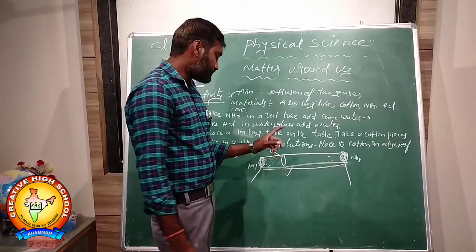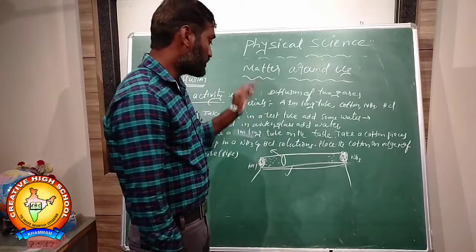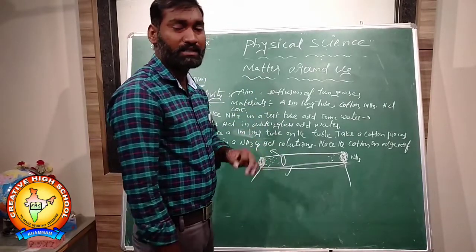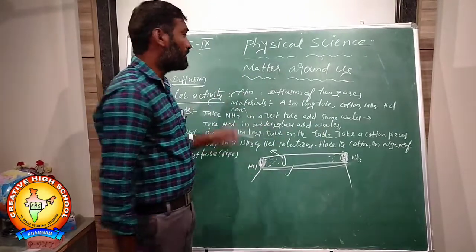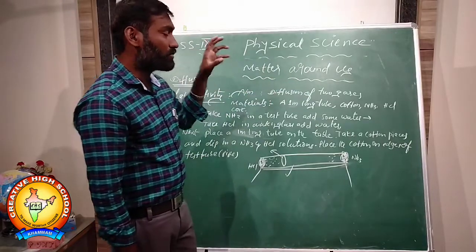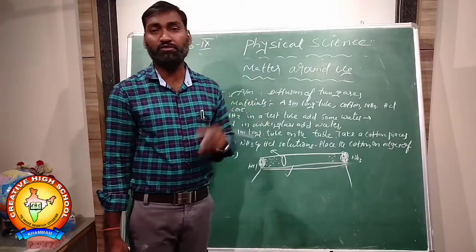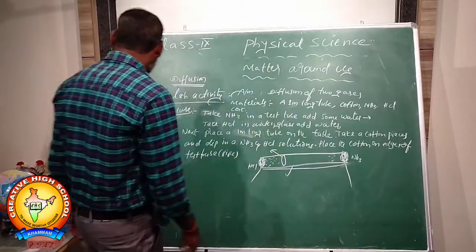Now the result is that diffusion takes place between the two gases, and ammonia gas travels faster than HCl gas. You can write this information. They may ask the question: explain a lab activity on the diffusion of two gases. That means you explain this information. Okay, next step.